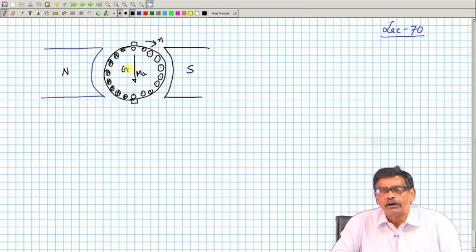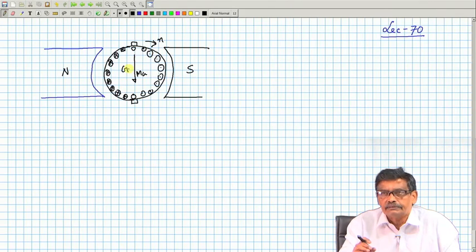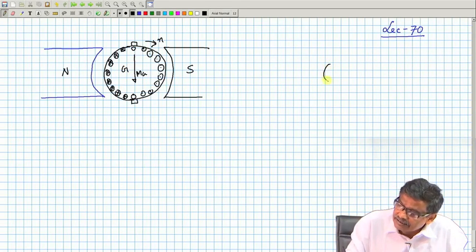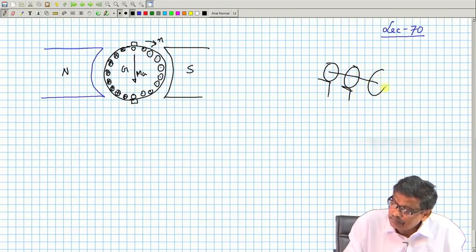Rotor terminals of a slip ring induction motor are accessed by a slip ring and brush arrangement. Slip rings are continuous rings, is it not? 3 slip rings will be there, and there will be fixed brushes, which I am showing like this. 3 slip rings and 3 brushes. These are continuous rings.